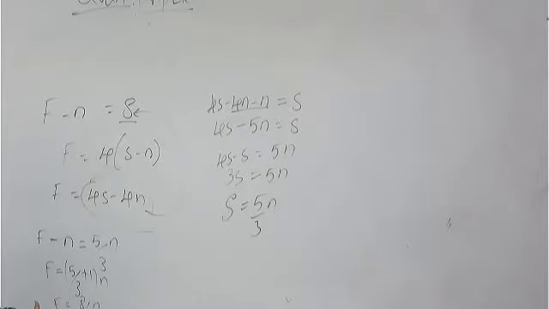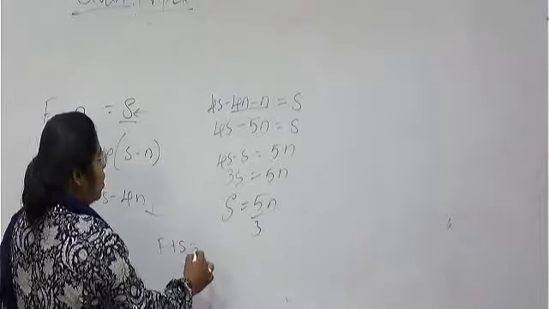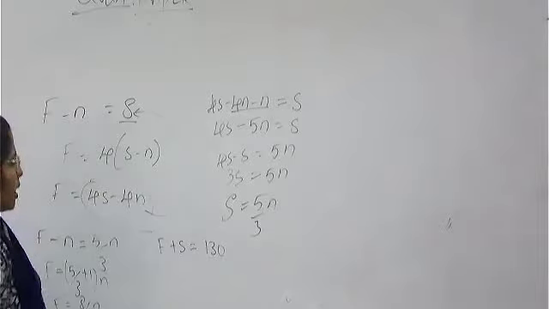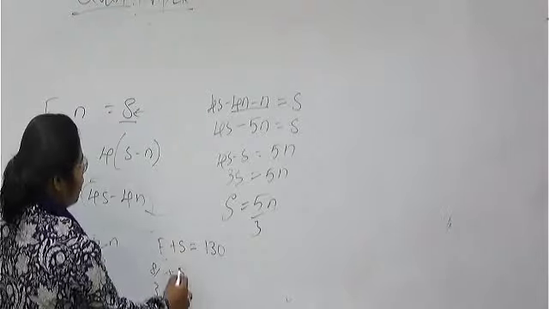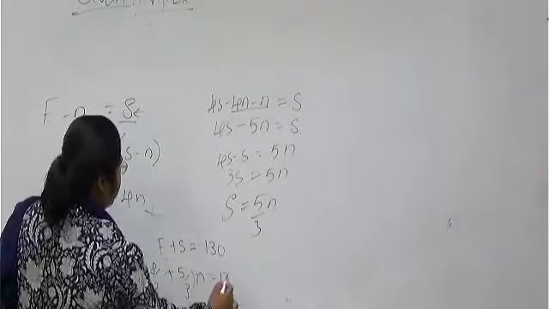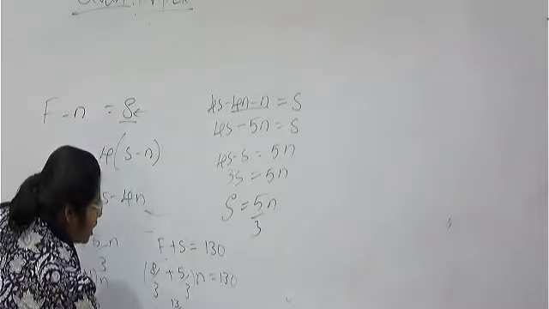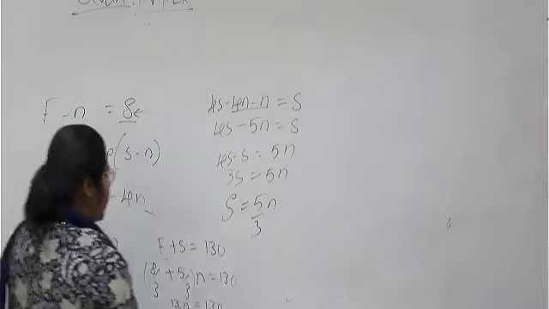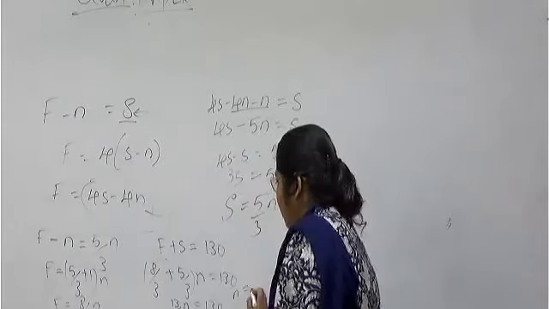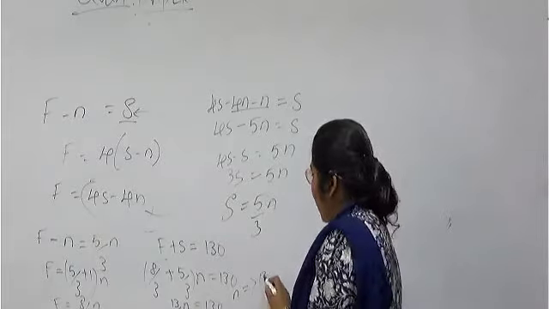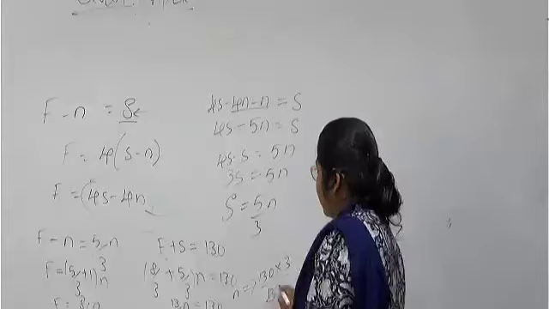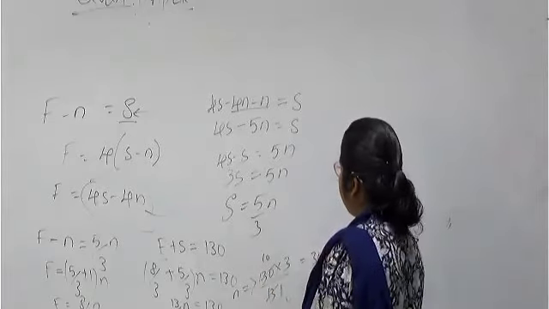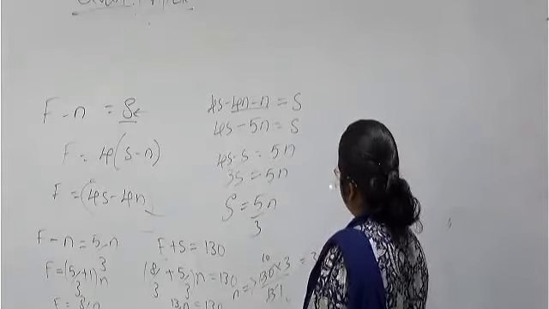You get my point. Now you got F, you got S. You have 130 number. F plus S is equal to 130. Now you substitute this. F is 8 by 3 plus 5 by 3 n is equal to 130. This becomes 13 by 3 n is equal to 130. Now n is equal to how much? 13 by 3 goes that side. 130 into 3 by 13. 13 ones are 13, 13 tens are 130, so 10 threes are 30 years. So what is the difference between them? 30 years.